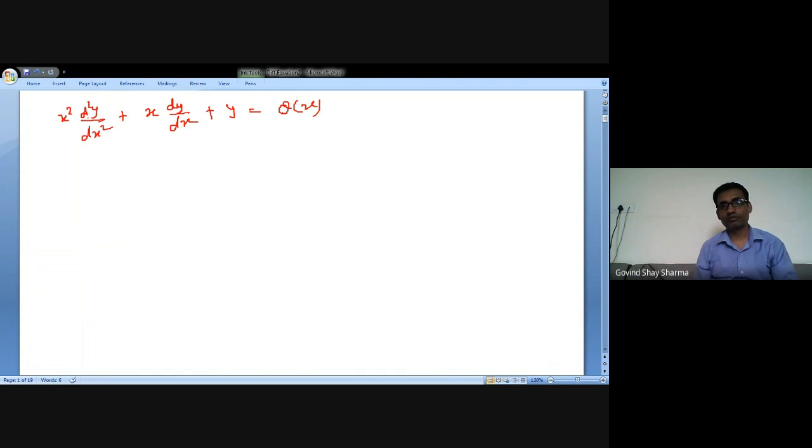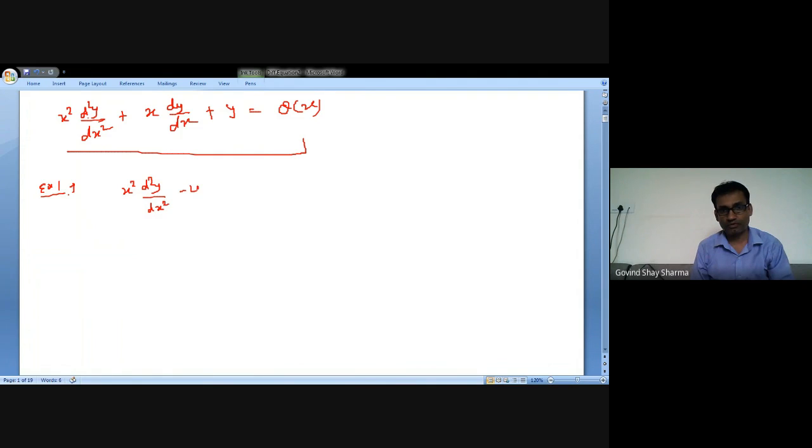Now today we do another example. Yesterday we did a beautiful example on this type of equation. Today we are going to start another question. Today we will do two examples on the basis of the homogeneous equation.